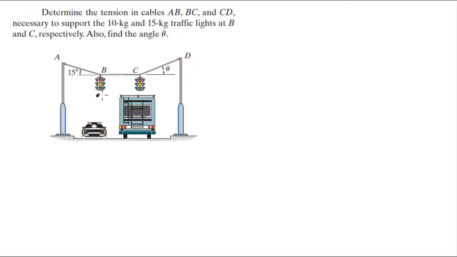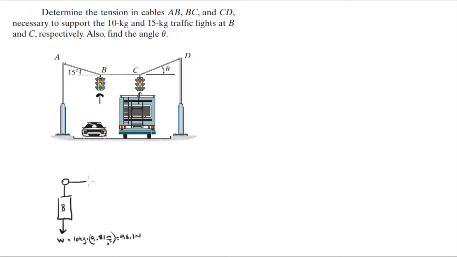So I'm gonna start right here because I have the weight of both. As you can see, you have the weight of both traffic lights, but this one gives you an extra piece of information, which is 15 degrees, and that usually tells you where to start. So let me draw it. This is B. And it has a weight of 10 kilograms times 9.81, which is the acceleration of gravity, meters per second square, and the weight comes out to be 98.1 newtons.